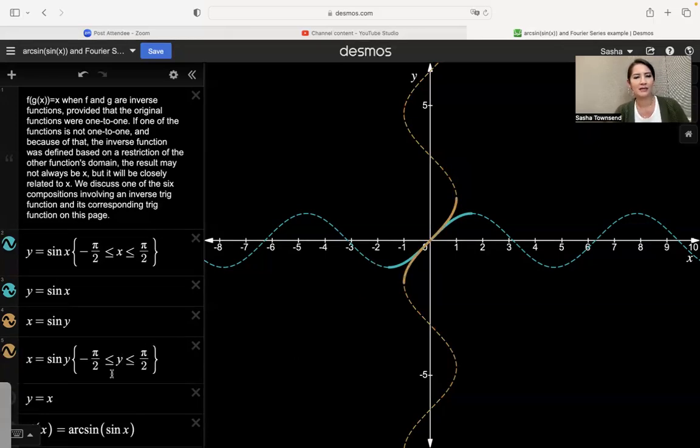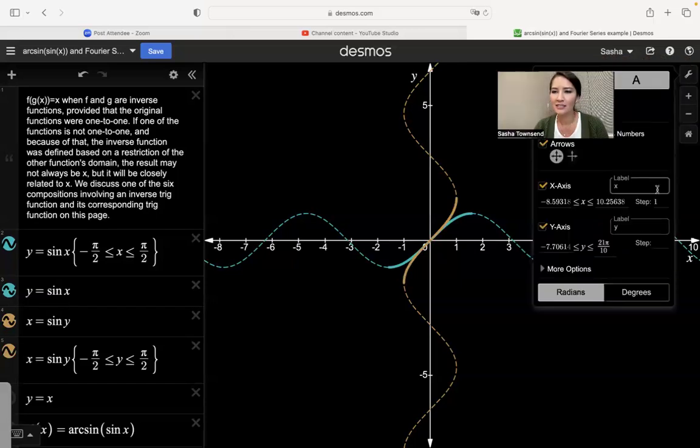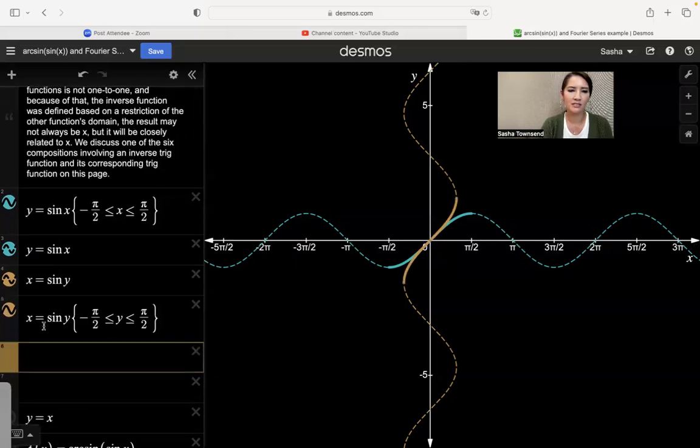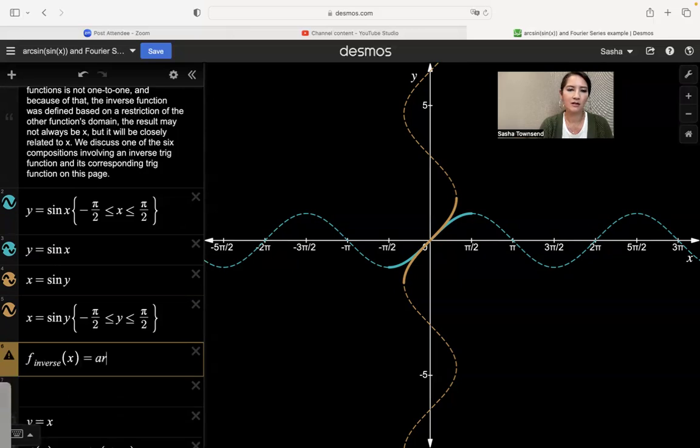So now if I take composite functions, we should be able to get x back at least on that interval from negative pi over 2 to pi over 2. Let's actually make sure our x values are graphed in radians. And then rather than writing x equals sine of y, I'm going to start calling it g of x. Well, actually, I'll call it f inverse of x equals arc sine of x. And we see that arc sine of x and x equals sine of y, where y is between negative pi over 2 and pi over 2, those are the same function.